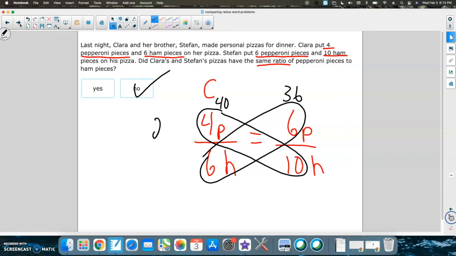Put it in simplest form, divide the top and bottom by 2 on this side, and you get 2 pepperonis for every 3 ham. Now on this side, I divide by 2, and you get 3 pepperonis for every 5 ham. Okay, and they're not the same ratio. That's simplest form. Okay? Hopefully you got that.